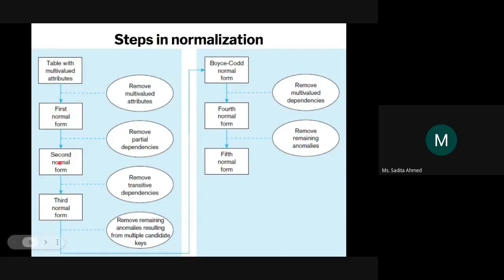Then we remove partial dependencies, then we get to the second normal form. So that is the rule for going to the second normal form. This is the prerogative for moving on to the first normal form. This is the requirement for going to the second normal form. And then you remove transitive dependencies, go to the third normal form. And then some more rules to go to the Boyce-Codd normal form. And then you've got other forms after that as well.